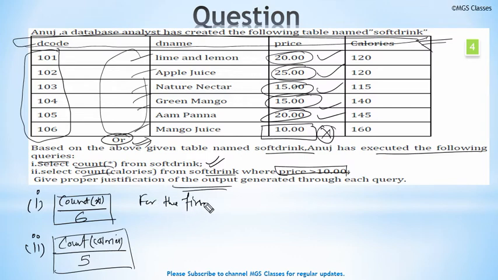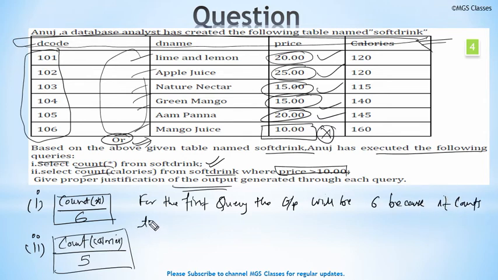Now you need to give proper justification for the first query. For the first query, the output will be 6, because it counts the total number of rows in the soft drink table.